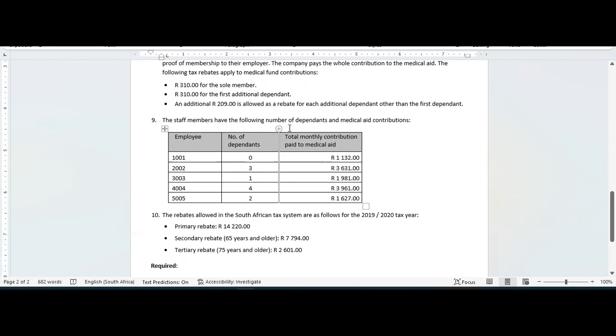Okay, then they say to us here that the number of dependents of each one is 0 for 101, 3 for 202, 1 for 3003, and so forth. But what you must realize is that these are not the number of people on the medical aid, because it doesn't list the main member. So you must always add 1 when you do those monthly deductions.